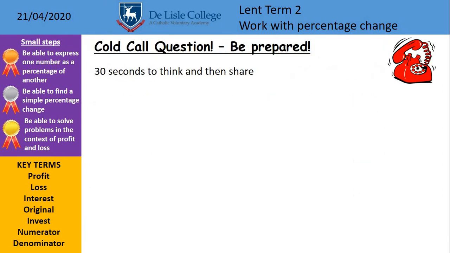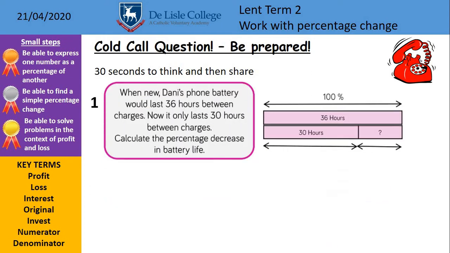A cold call question now. Pause the video and have a think or work out this question in your exercise book before I give you the answer. So when new, Danny's phone battery would last 36 hours between charges. So here, I've got a bar model to represent, so I've got the 36 hours here. Now it only lasts for 30 hours. Calculate the percentage decrease in battery life.